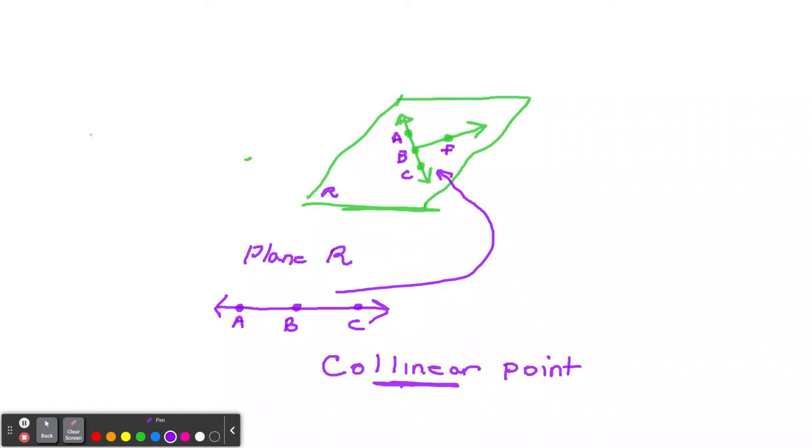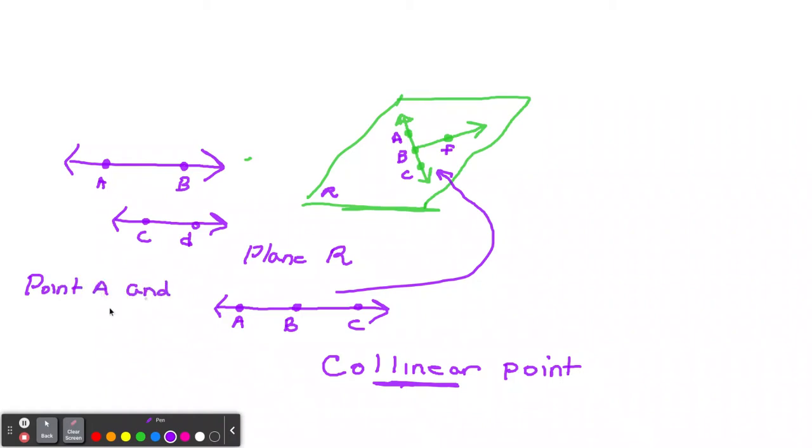All right, so if I made a line over here, let's say this is line A, that's line B, and then we made another line, that's line C, and that's line D. Well, we know that point A and point D are not collinear. Why is that? Well, because they're not on the same line. Simple as that. That's what collinear means.